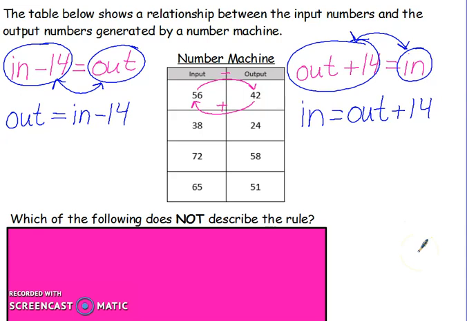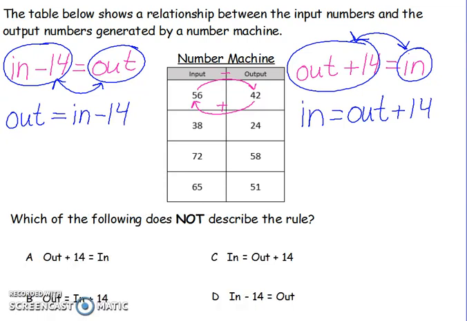Now that I have written my rule in 4 different ways, I can use that to compare my answer choices. Now, as I look at my answer choices and compare them to what I have written, I see that my answer is B, because that's the only one that does not match what I have written.